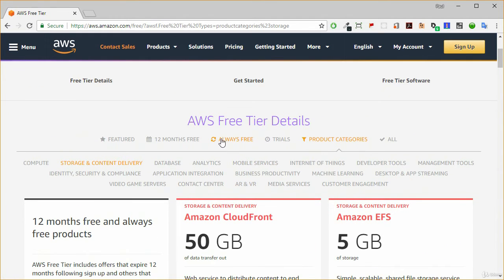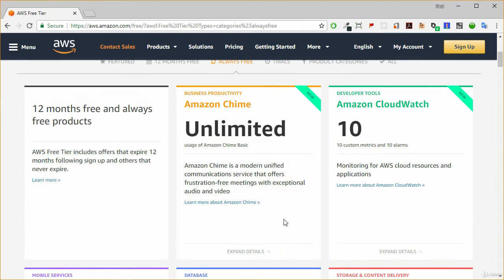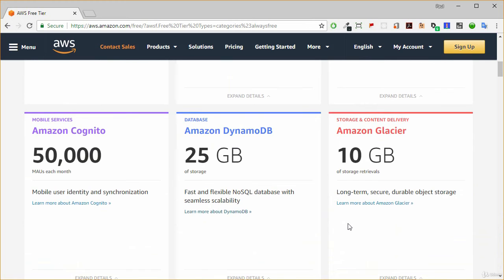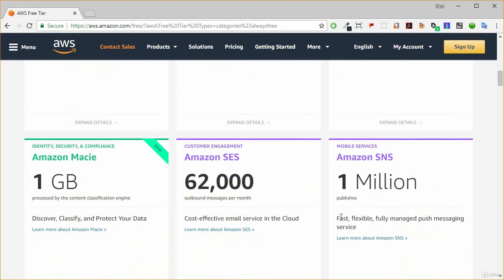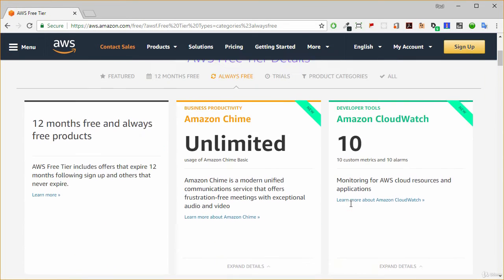So let's have a look at the things that are always free. Under Amazon CloudWatch, we have 10 custom metrics and 10 alarms. Provided we stay below that, that's not going to cost us anything, and that doesn't expire after 12 months. So it's always free. And DynamoDB, 25 gig of storage, always free. Amazon SES, 62,000 outbound messages per month. Provided we stay under that for the month, we're not going to incur a charge for that.